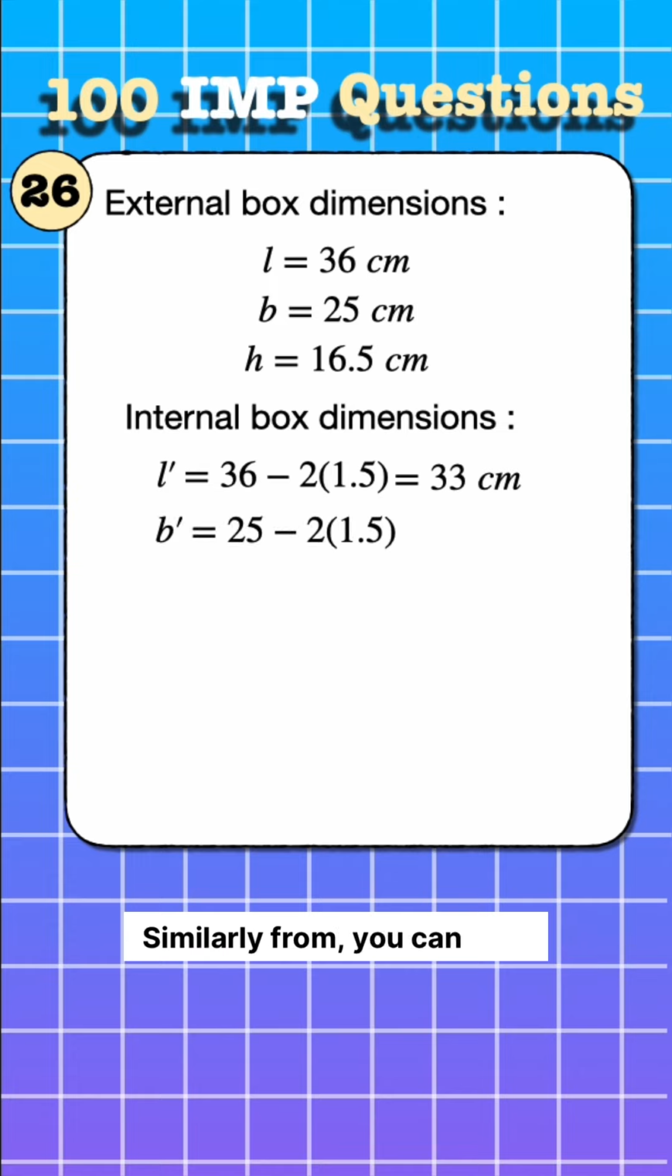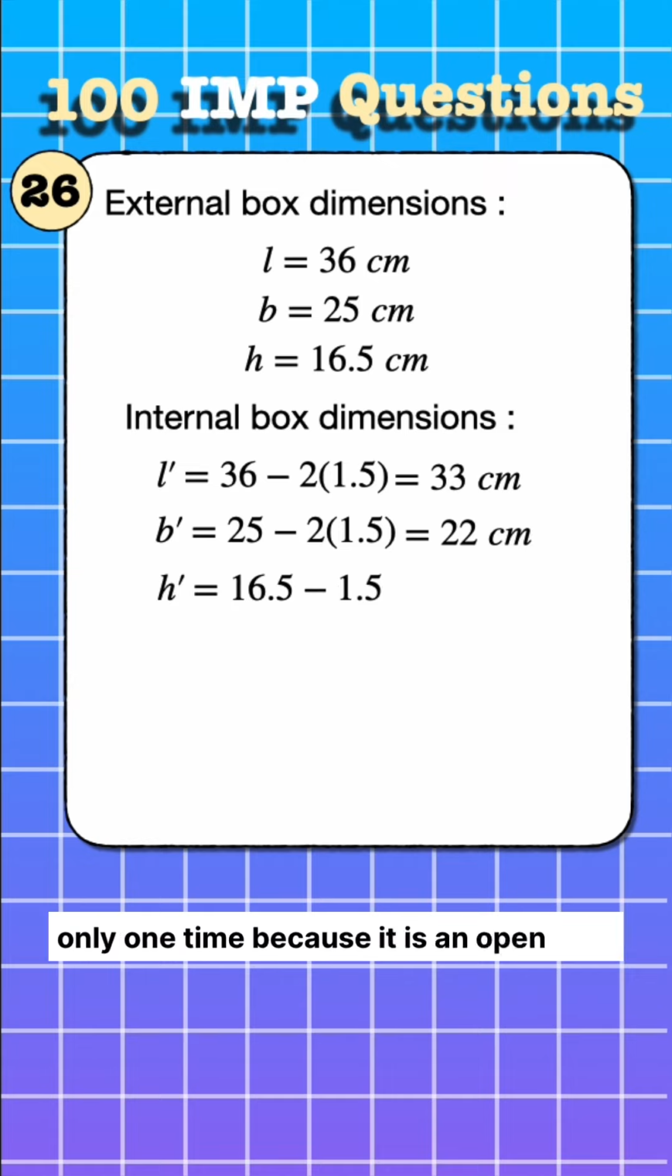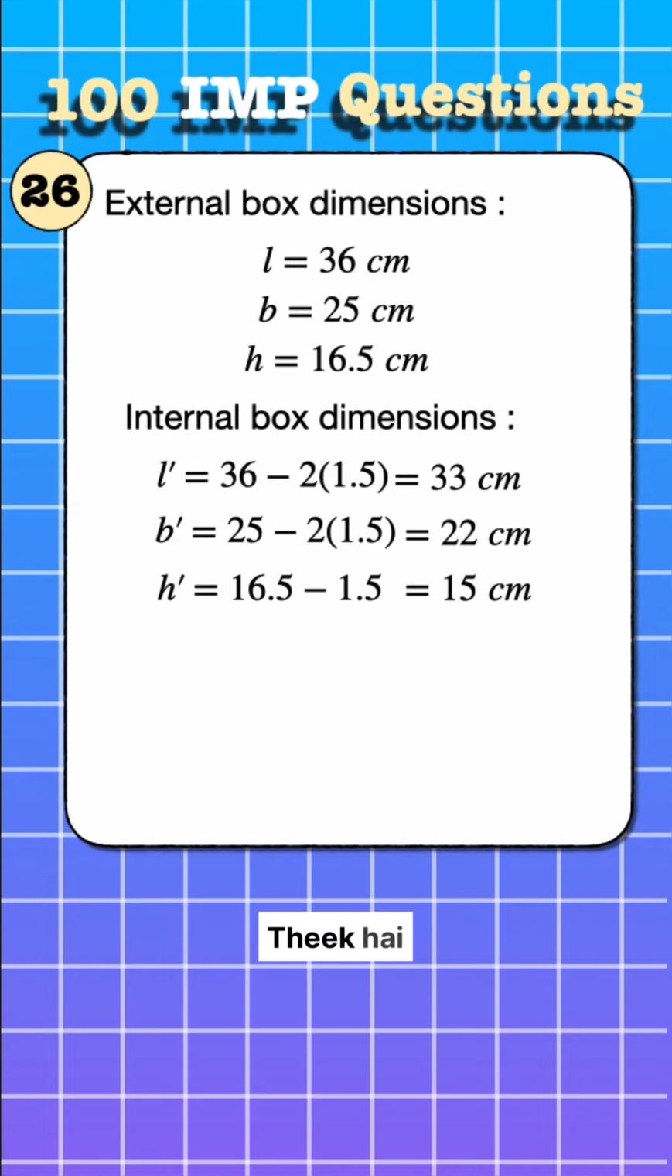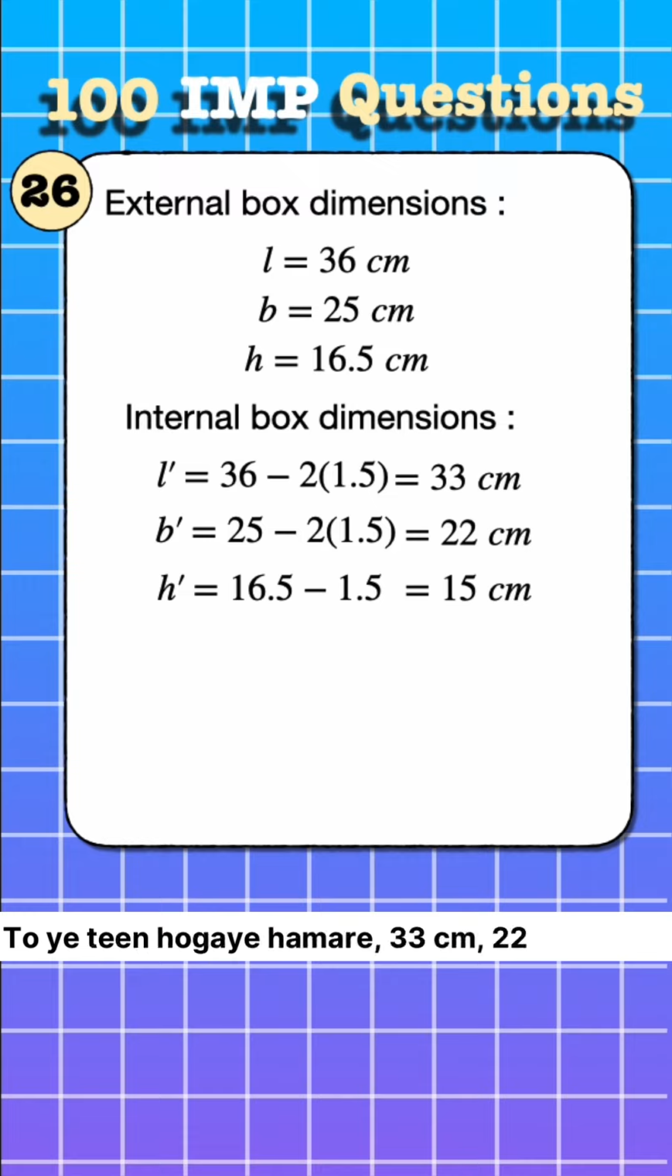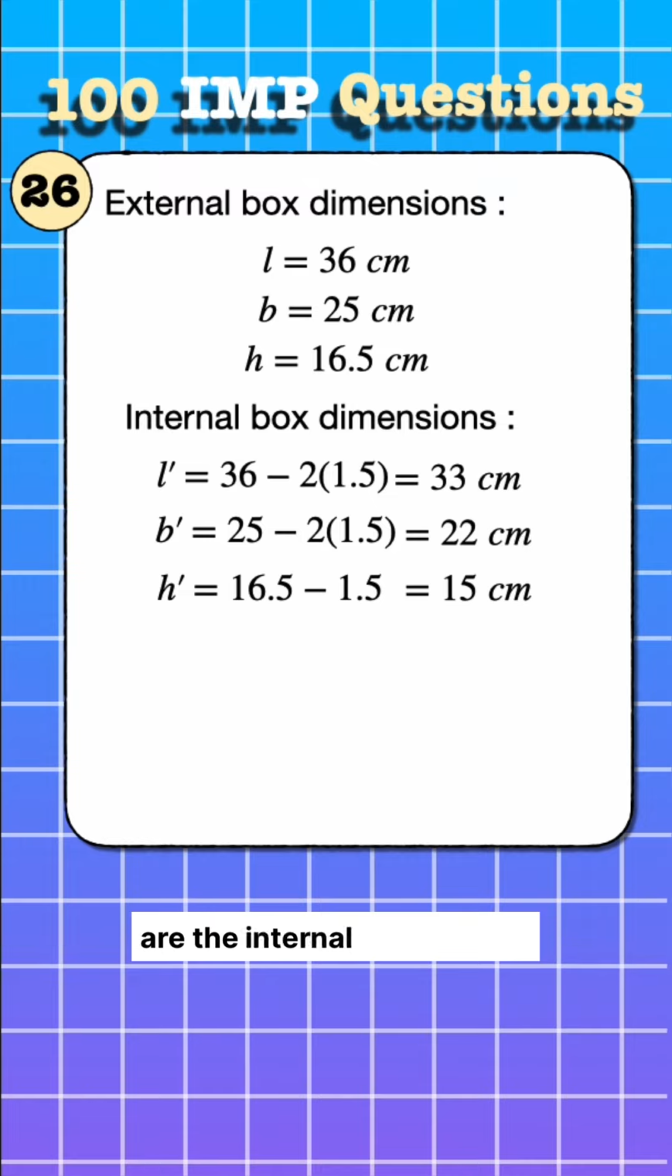Similarly from the width also we can subtract two times. That will give you 22 cm. But from the height we can subtract only one time because it is an open box. If it was a closed box then we would have subtracted 2 times. ठीक है? So that will give you 15 cm. तो ये तीन हो गए हमारे 33 cm, 22 cm and 15 cm are the internal dimensions.